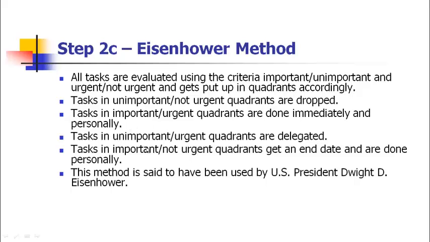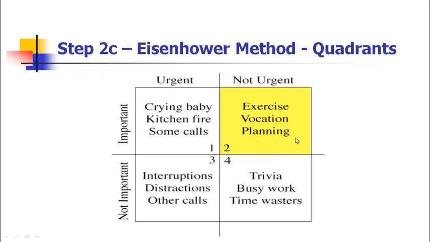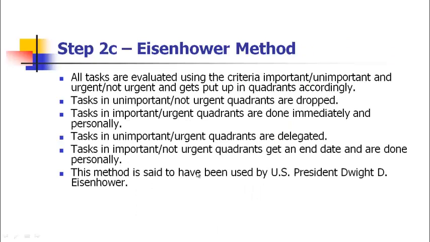The tasks in the unimportant and urgent quadrant, the third quadrant, are delegated. You try to delegate those tasks. And tasks in the important and not urgent quadrant get an end date and are done personally. So you must mark the end date by which you want to finish this particular task, and you must do it personally, the second quadrant task.